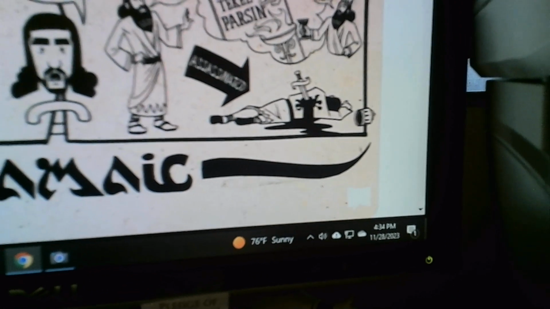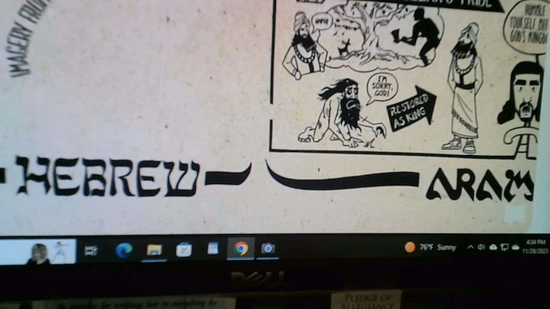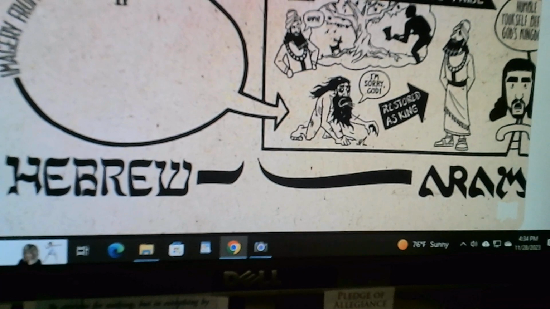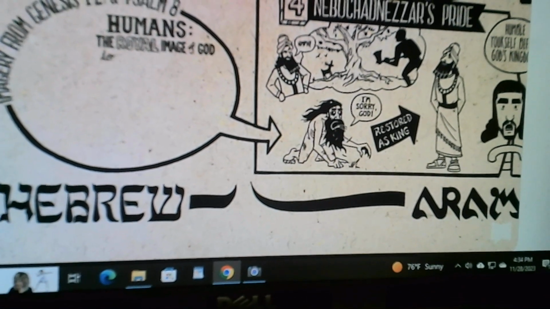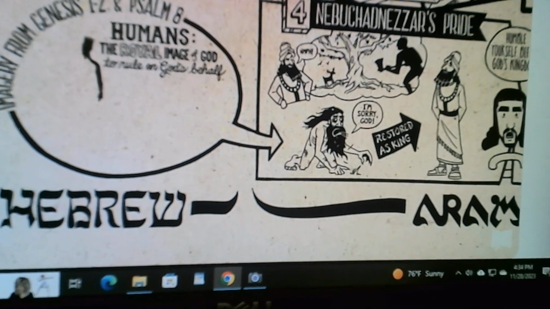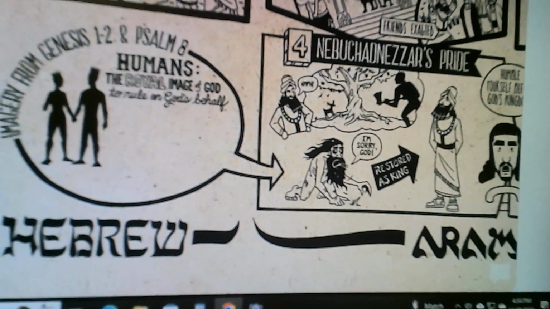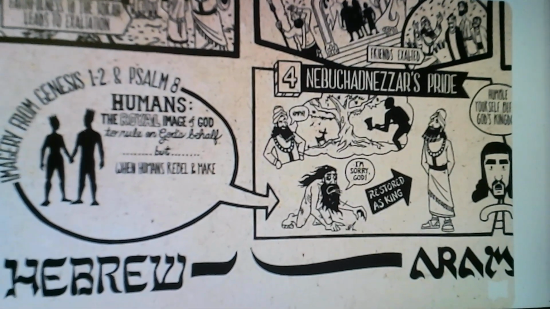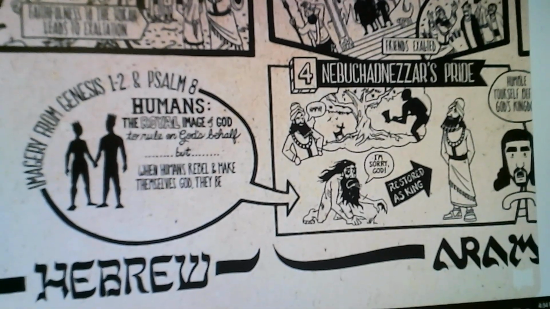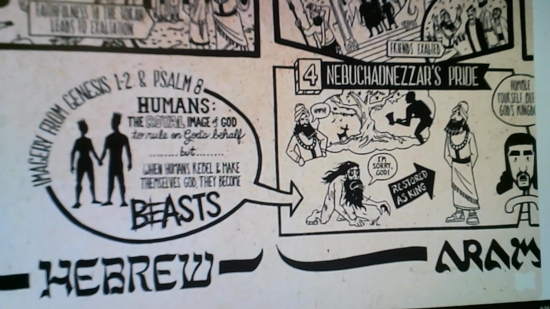assassinated that very night. Now, these 2 stories draw this imagery from Genesis chapters 1 and 2 and Psalm 8, where humans are depicted as the royal image of God. He's given them authority to rule over the beasts of the field and the birds of the air on behalf of God, who is the world's true king. But when human kingdoms forget that, when they rebel and make themselves and their power into a god, they become less than human, like violent beasts who will face God's justice.